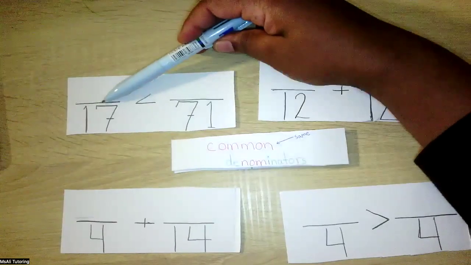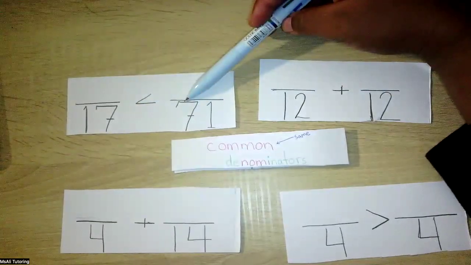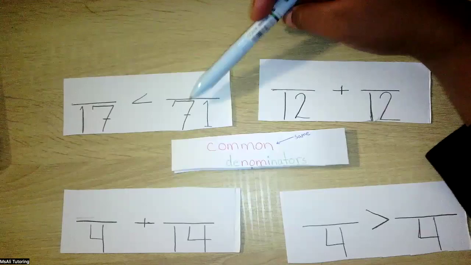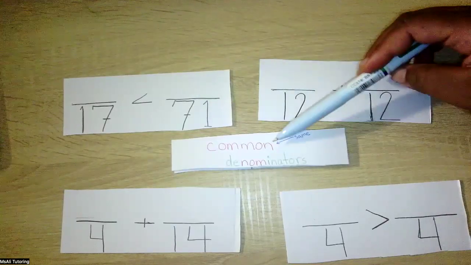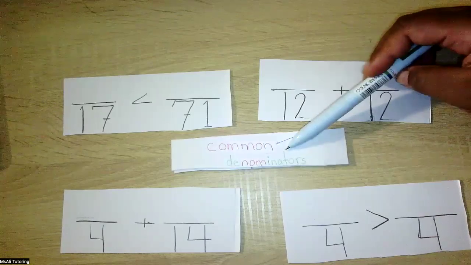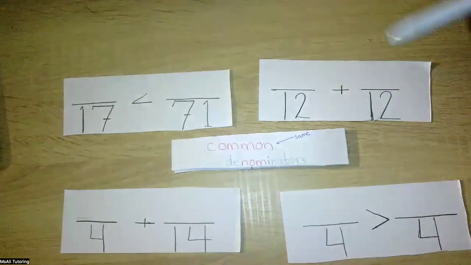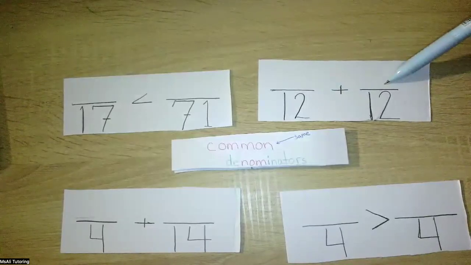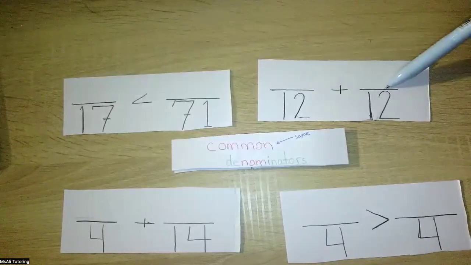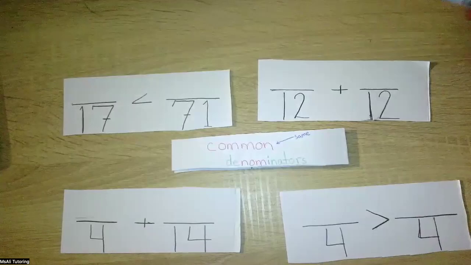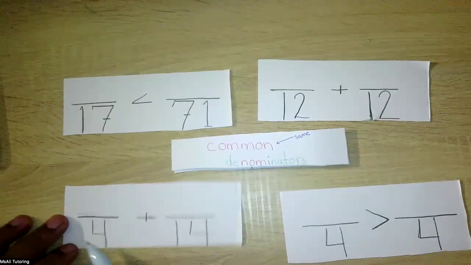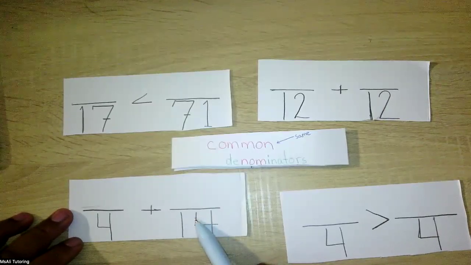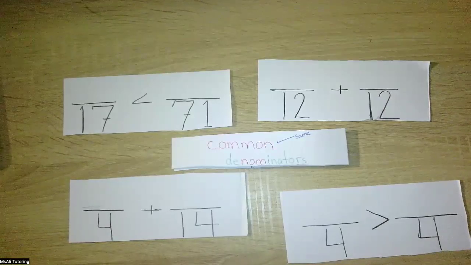So we have 17th and 71st. Do those have the same fraction name? No. Then we have twelfths and twelfths. Do those have the same fraction name? Yes. Then we have fourths and fourteenths. Do they have the same denominator?